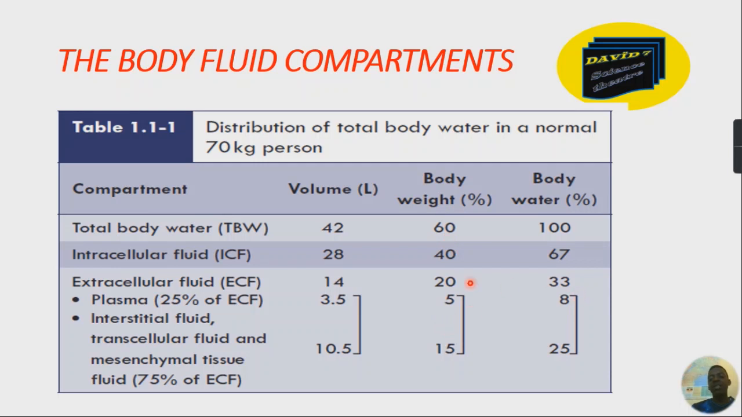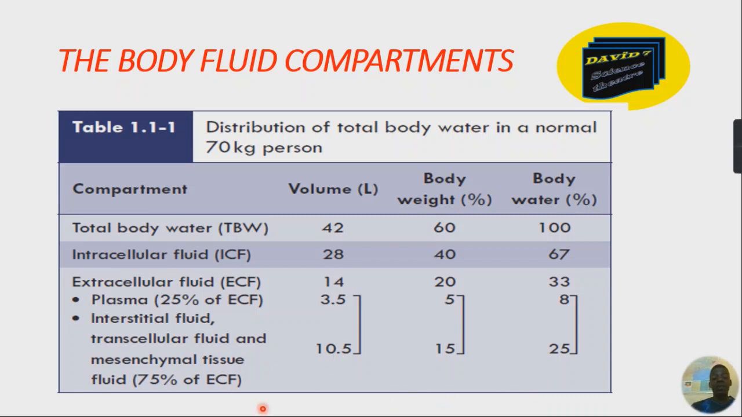That is 5 and 8 in percentage. Interstitial fluid, transcellular fluid, and mesenchymal tissue fluid contribute 75% of the ECF. That is about 10.5 liters, 15% of body weight, and 25% of total body water.